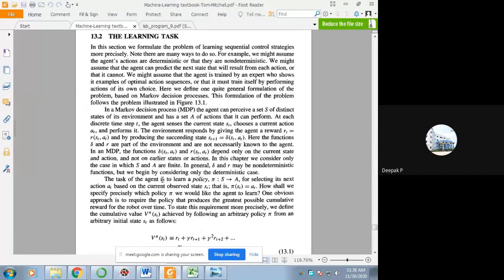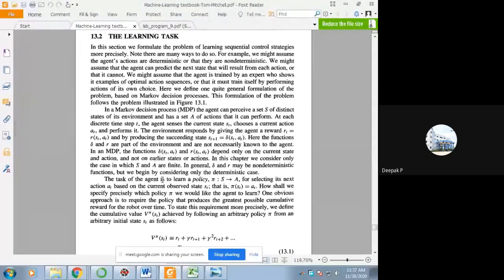Deterministic is nothing but an agent which has to learn a policy, the function pi from S to A, by selecting a particular type of action for the given observed state. Suppose you are playing a chess game, and the opponent is going to move a particular pawn. You'll know what type of pawn you need to move from your end, right? That is how the system is going to learn. This is called deterministic.